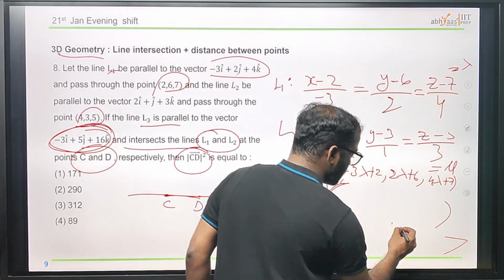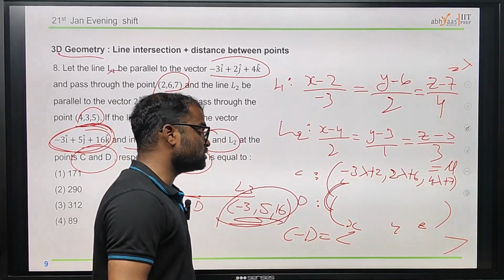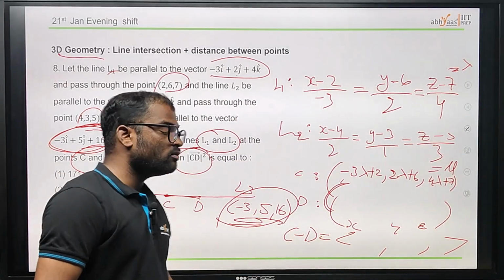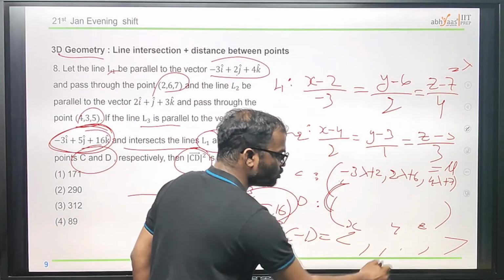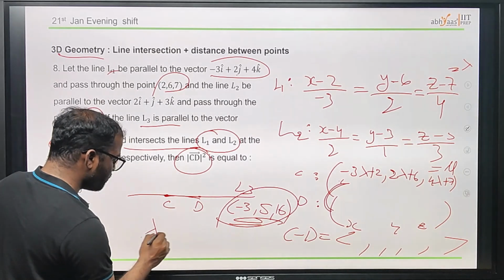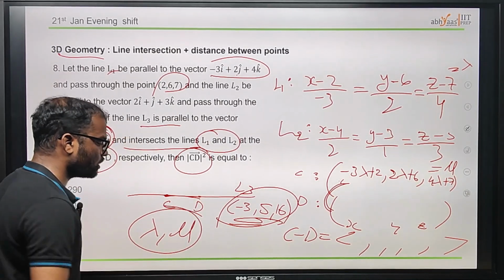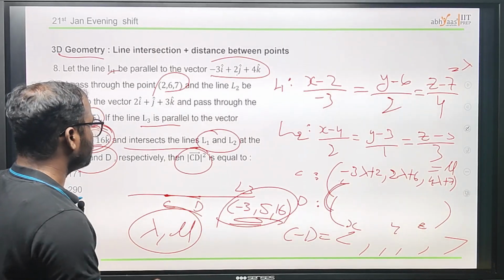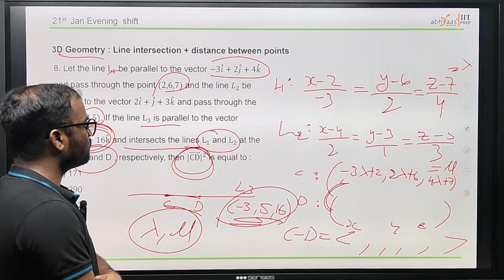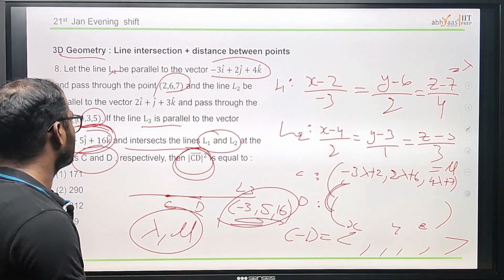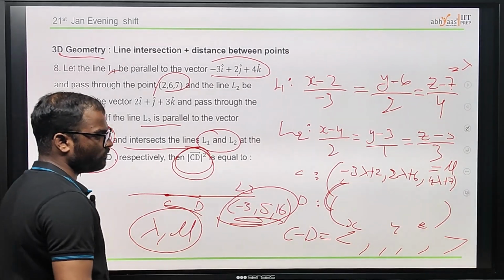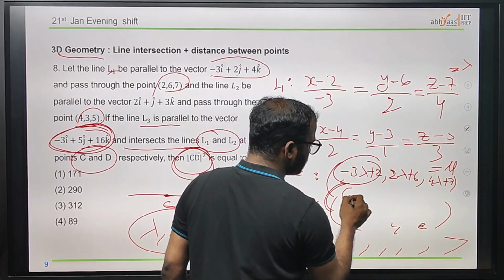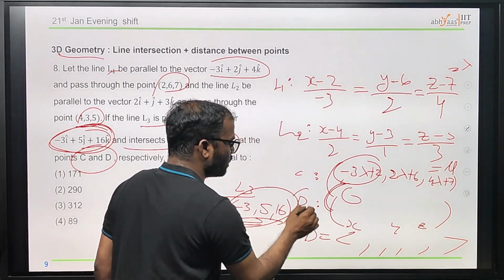After finding that, we get x, y, z equations, so we will get 3 equations here. From just 2 of these we can easily find the lambda and mu values. After finding lambda and mu, it is easy for us to find CD whole square, because we have to take the magnitude of C and D. Just substitute those values and we will get the C and D points.